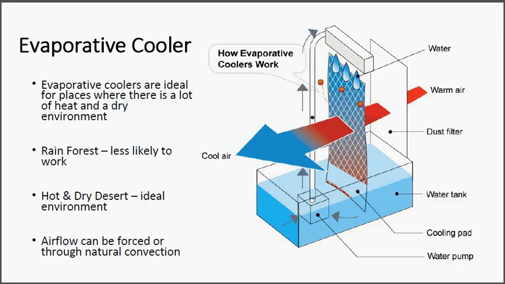Okay, move on. Evaporative cooler. Evaporative coolers are ideal for places where there is a lot of heat and a dry environment. Yeah? Again, a desert would be ideal for an evaporative cooler. So you've got lots of heat, you've got lots of sunshine, and it's a very dry environment. So evaporation takes place, and the air is getting cooler. So in a rainforest, it wouldn't work, or not that well. Only obviously when it's not raining and when the humidity of the air around the evaporative cooler goes down.